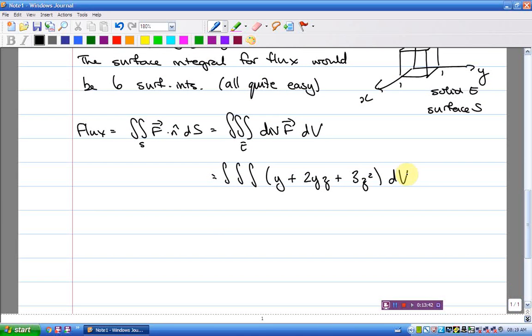Okay, dv. In fact, you know what? I'm not going to do dv. I'm going to jump straight into dx, dy, dz. Dx, dy, dz. X goes from 0 to 1. Y goes from 0 to 1. Z goes from 0 to 1. Equals. Let's have a look.